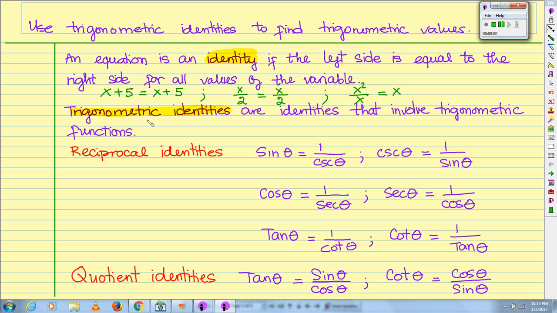So now let's move on to trigonometric identities. These are all identities that involve trigonometric functions, which are sine, cosine, tangent, cotangent, secant, and cosecant. We only have 6. So let's start with the reciprocal identities. The 6 trigonometric functions are sine, cosine, tangent, cosecant, secant, and cotangent.